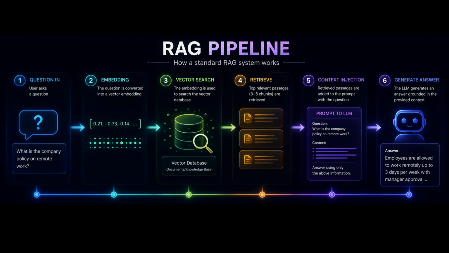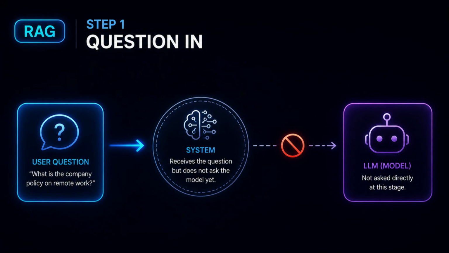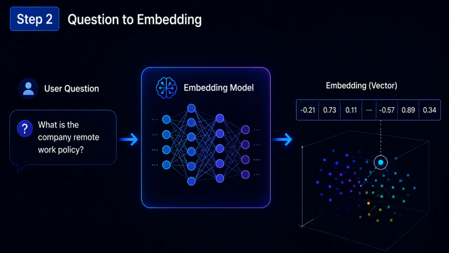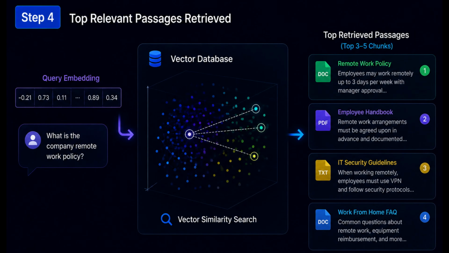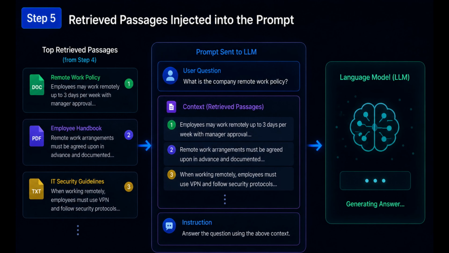When a question comes in, the system doesn't ask the model to answer directly. Instead, it first converts the question into an embedding, that is the vector representation of its meaning. That embedding is then used to search a vector database containing your documents like company policies or product documents or knowledge-base articles or anything else you have indexed there. The search returns a small number of relevant passages, usually the top 3 to 5 chunks that are most semantically similar to the query. Those retrieved passages are then injected directly into the prompt sent to the large language model.